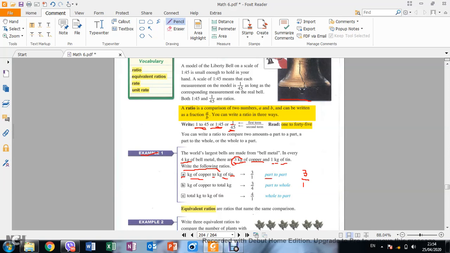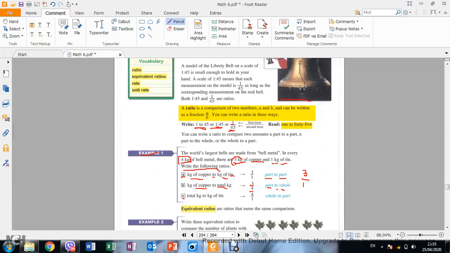Now, kilograms of copper to total kilograms, because in total we have 4 kilograms. In this 4 kilograms we have 3 kilograms of copper and 1 kilogram of tin. So kilograms of copper to total kilograms: we have 3 over what? Total kilograms we have 4 for the bell. So 3 over 4 means part to whole. The 3 is a part and 4 is the total number, the whole.